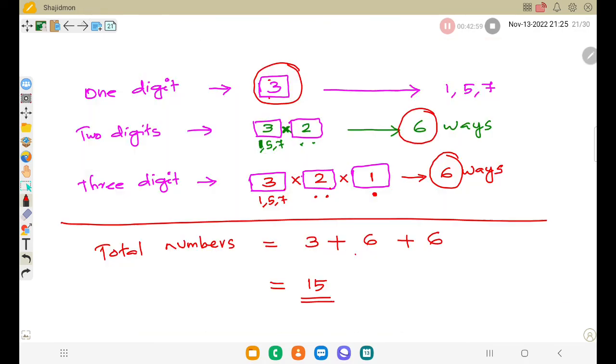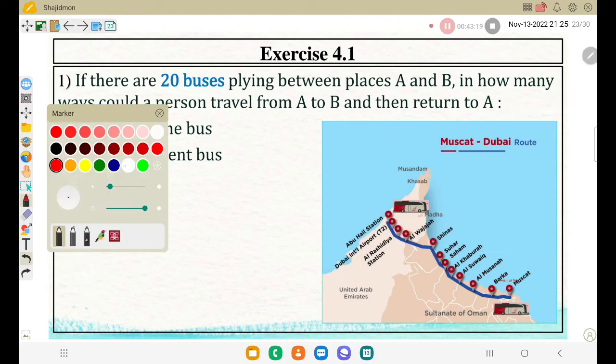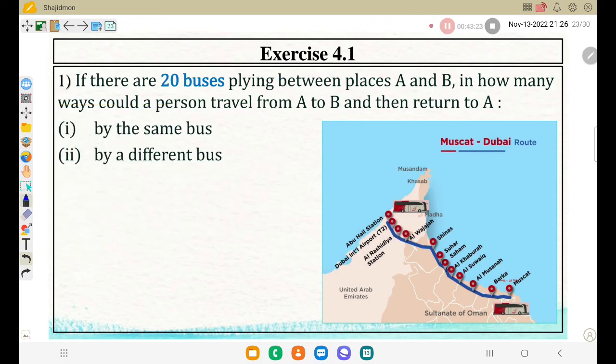Okay, now let me go to the exercise. Exercise 4.1. Now I am doing the questions. So both rules we have discussed now, the multiplication rule and the addition rule. Now we are doing the questions one by one by using the multiplication rule and addition rule. Try to understand the question correctly, because if the wording is clear, answering will be easy.